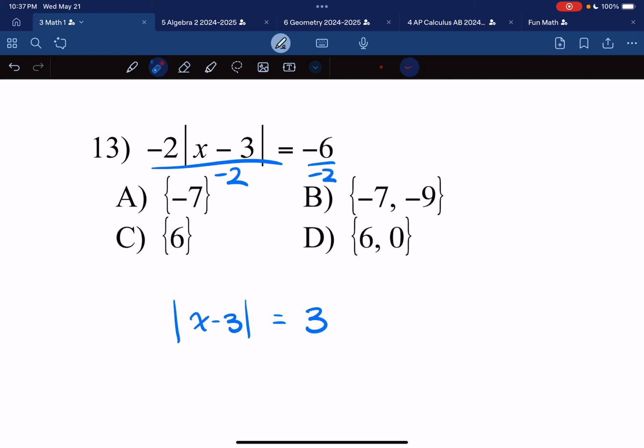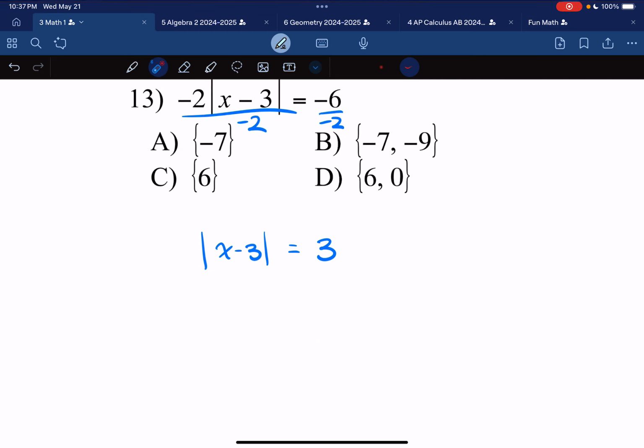Just as a note, if this had been equal to a -3, you can never have an absolute value by itself equaling a negative, and you could stop right there and say there are no solutions. That one might show up on the final, so be ready for it.